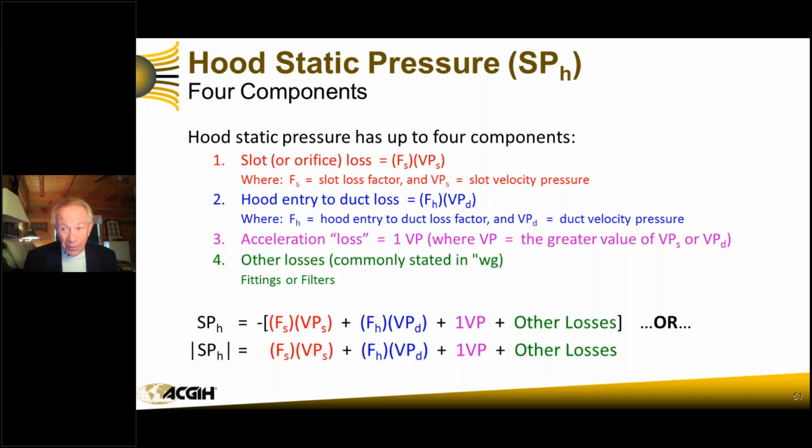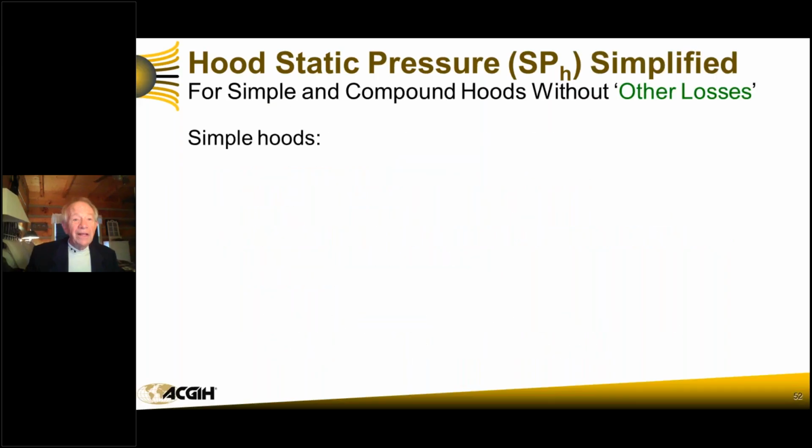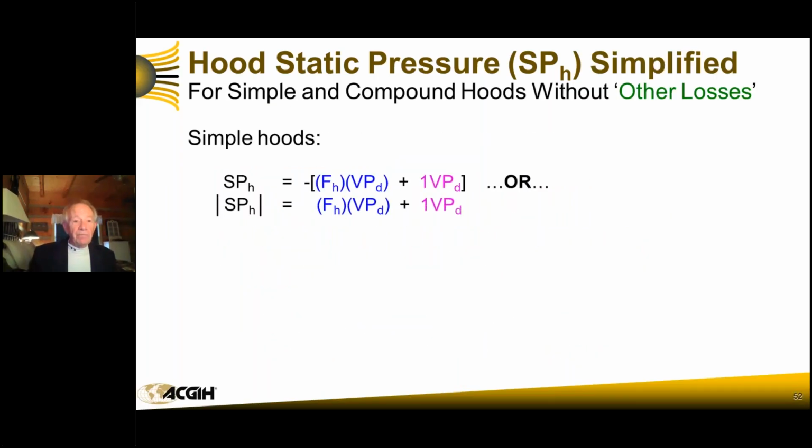Let's say it together right now at home. The acceleration loss is 1 VP. Acceleration loss is 1 VP. Remember that. Don't forget it. All right, on to the next. Let's try to simplify it. For simple hoods, our static pressure of the hood is just the aerodynamic loss factor for the hood times the velocity pressure of the duct, and it's right there where the duct and the hood intersect.